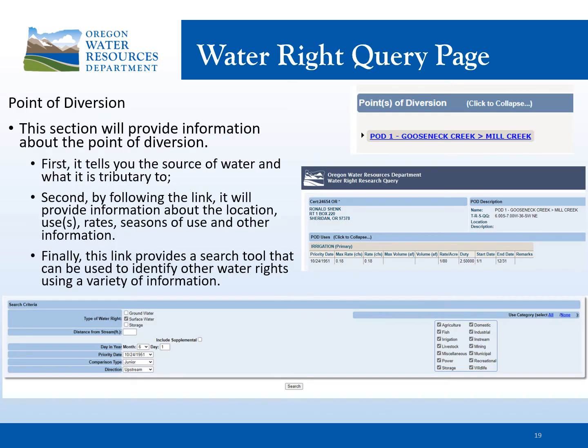The point of diversion portion of the page provides information about the point of diversion. First, it tells you the source of water and what it is tributary to. In this case, we see that the POD1, the source, is Gooseneck Creek, which is tributary to Mill Creek. By clicking on that link, it will provide information about the location, the use or uses, the rates of water, the seasons of use, and other information about that point of diversion. Finally, this link provides a tool that can be used to identify other water rights using a variety of information.